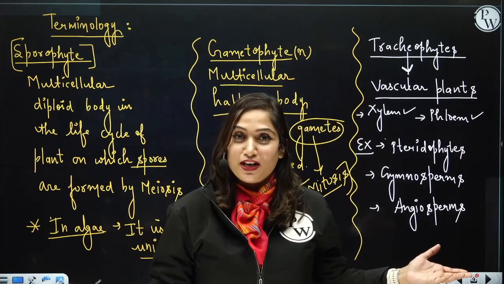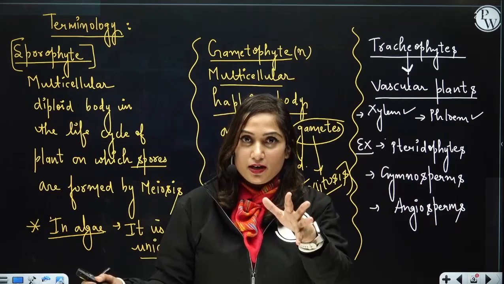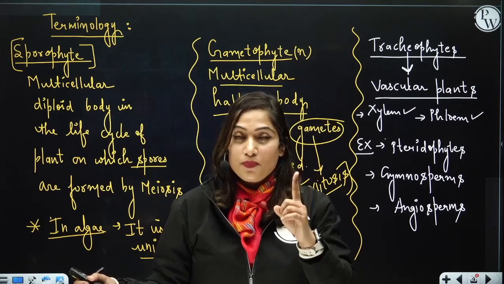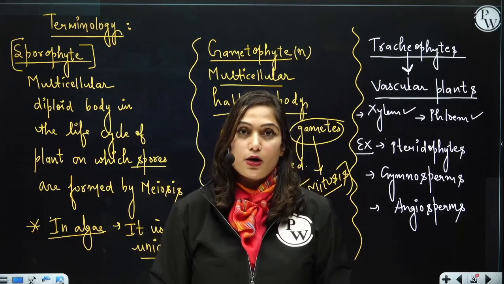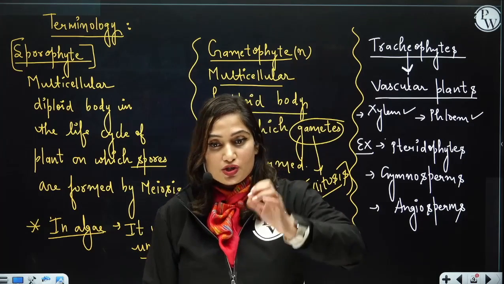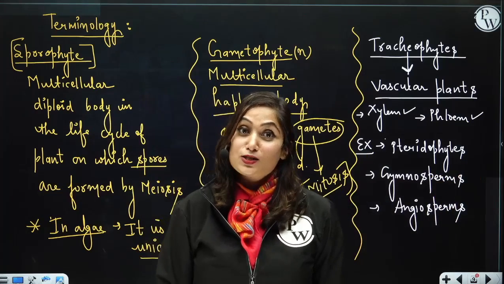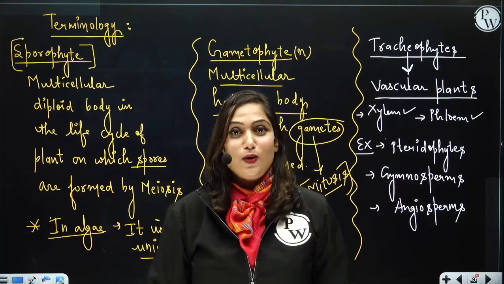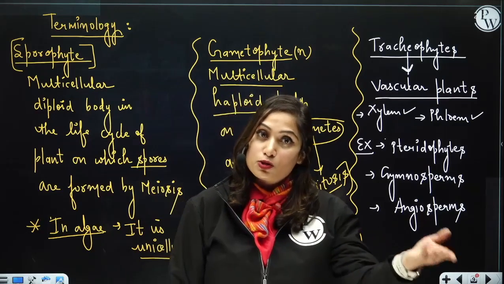How is that gametophyte? That gametophyte is a thalloid body. It is not differentiated. Have you seen a root, leaf or stem in algae? No. So the dominant phase of the life cycle in algae is gametophyte, right? Which is a thalloid body floating in the water. And the sporophyte in algae is the zygote, that is unicellular, and which undergoes meiosis to form spores.